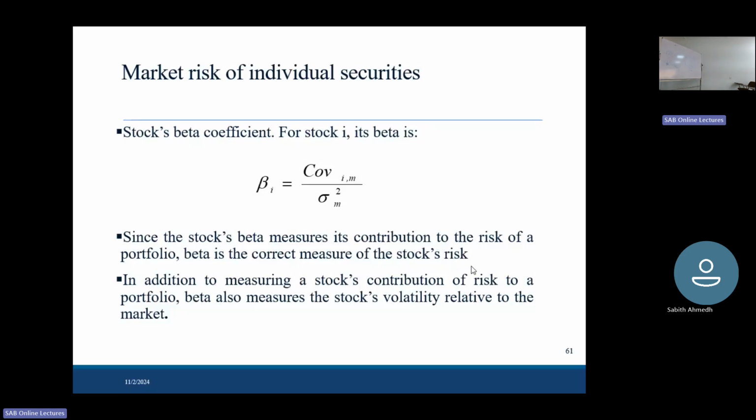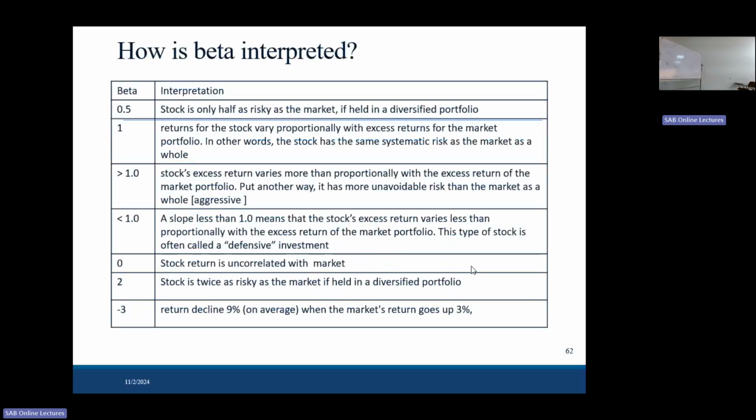So by looking at the beta coefficient, you can see beta can be any number. Even if you go to the stock market website, you can download the beta coefficient for all the listed companies. It is publicly available information. So beta can be equal to 1, less than 1, greater than 1. Even beta can be negative.